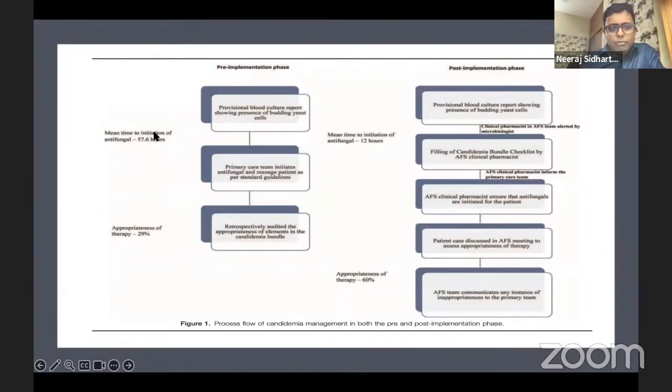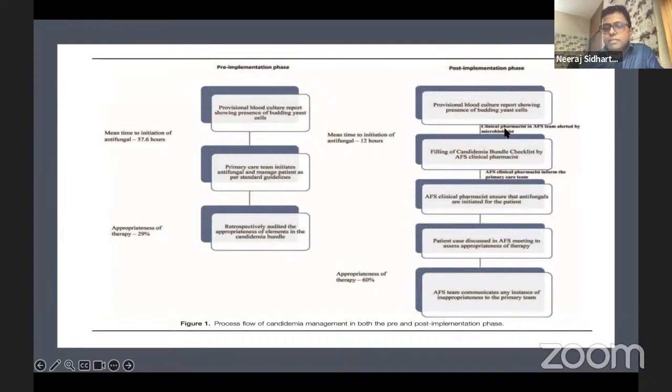If you look at it, we looked at the provisional blood culture report, and then the mean time to start of antifungal before the implementation of this stewardship program was 57 hours. And after the implementation, the mean time to initiation of antifungal was around 12 hours. In the pre-implementation phase, the primary team initiates, and then our team retrospectively audited the appropriateness. We found that appropriateness was around 29%.